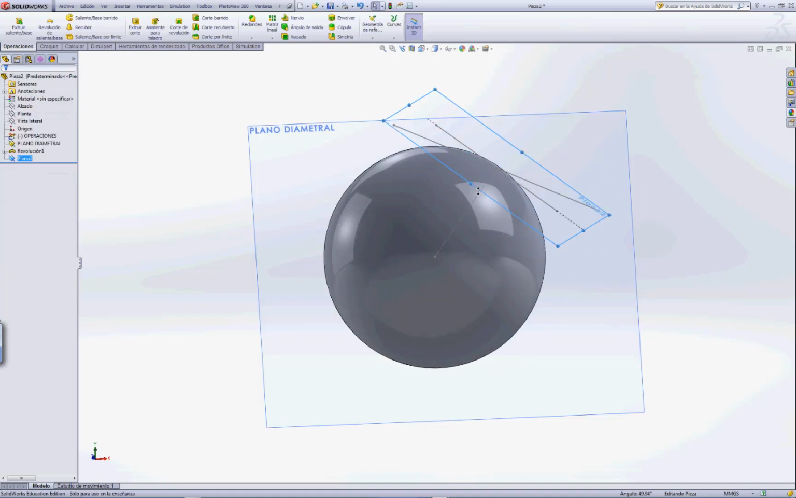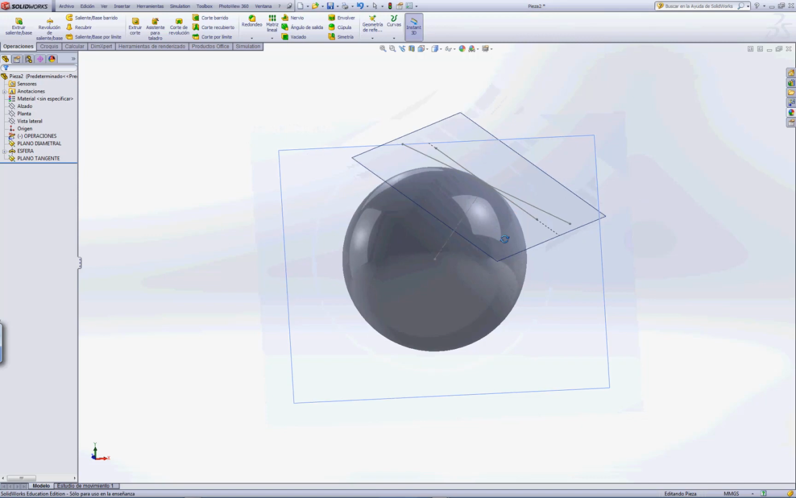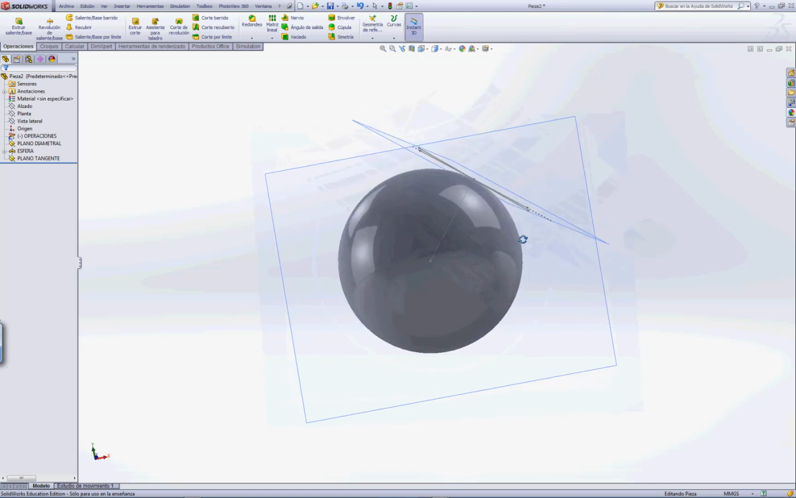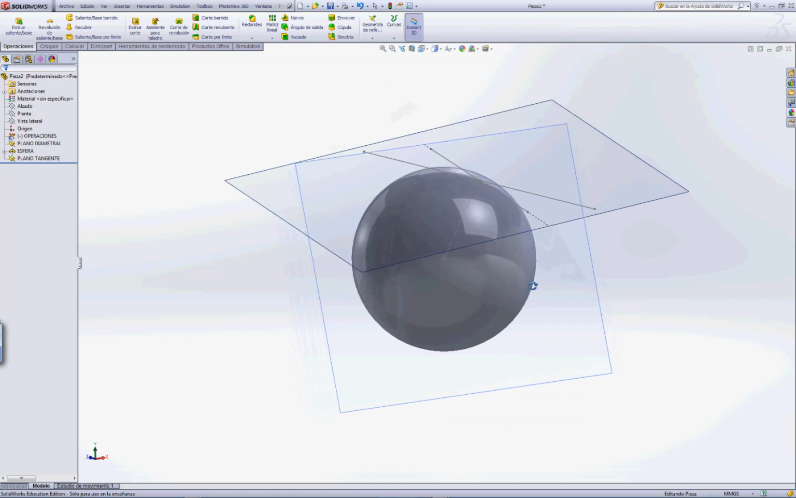So now with these two lines, we define this plane containing both of them, so we have finished this problem. We can change the name of the operations if we want to make it easy to remember, and if we rotate the view, we can check that this plane is tangent to the sphere as we were looking for.